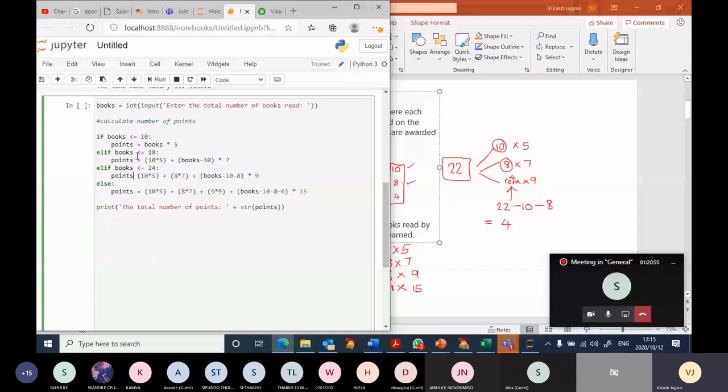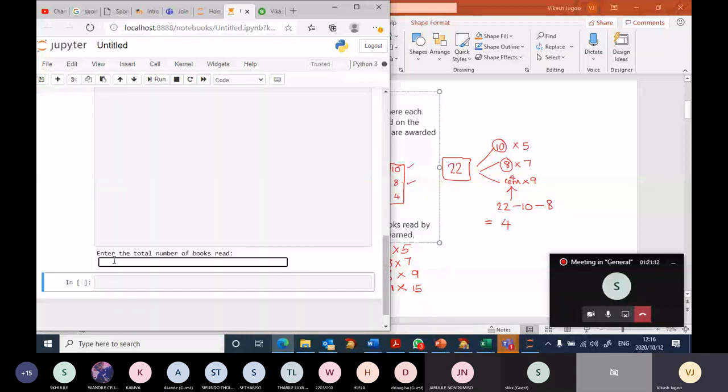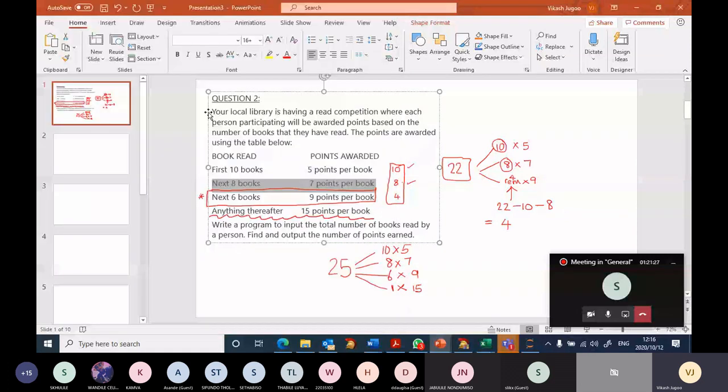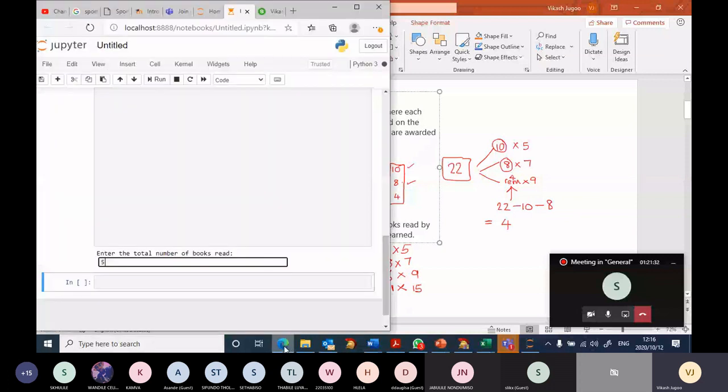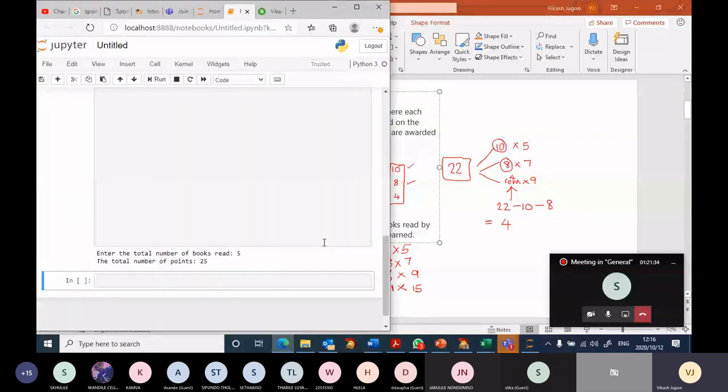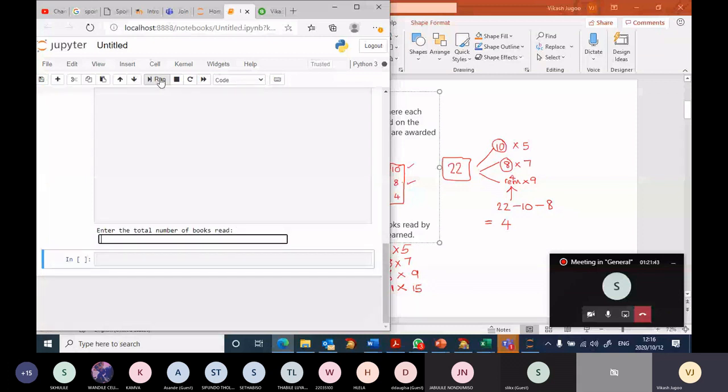Let's test it. And when you're testing it as well, make sure you test it properly. So I'm going to give this a run. It says enter total number of books. So the first category is less than 10. So let's say 5, right? For the first category, 5. So you know that if it's 5, it's simply going to take 5, the first 10, and multiply it by 5. So 5 times 5 is 25. So there we are. It says the total number of points is 25. Okay, so I'm happy with that. Let's give it a run again.